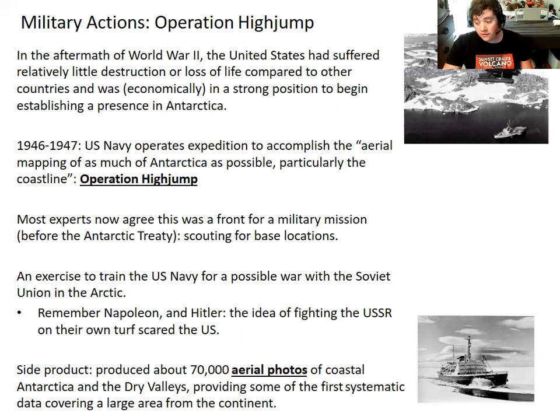A possible war with the Soviet Union was going to involve possible Arctic warfare, because Siberia touches the Arctic, as well as fighting in the cold tundra of Siberia, or even just fighting in Russia in the winter in general.